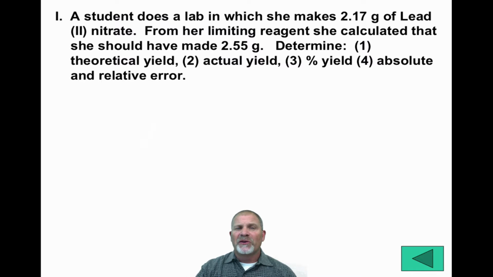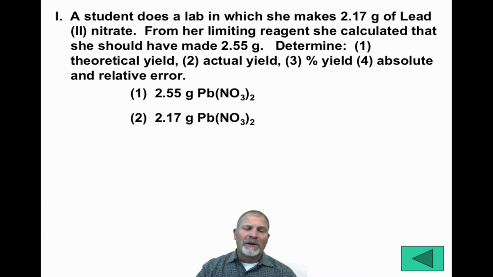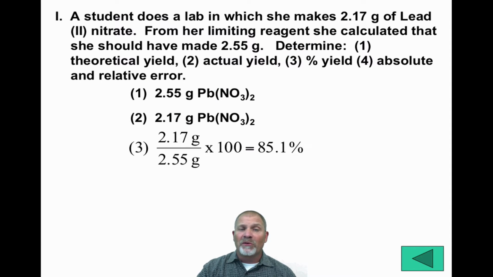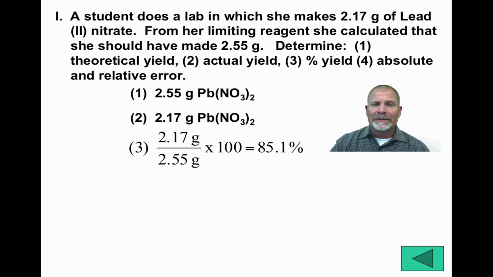I want you then to determine theoretical yield, actual yield, percent yield, absolute error, and relative error. Well, we've already figured out theoretical yield was my 2.55. My 2.17 was my actual yield, what she actually got. To get percent yield, she takes what she got, her score, divided by the total, which was 2.55, multiplied by 100 because you want to make it a percent.